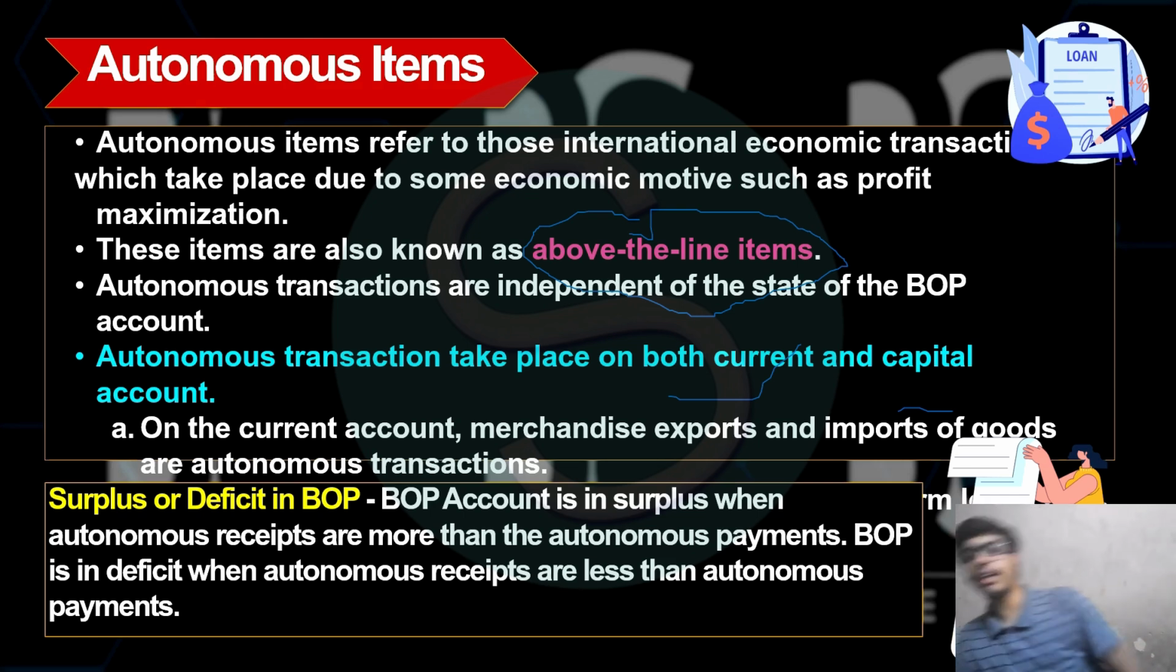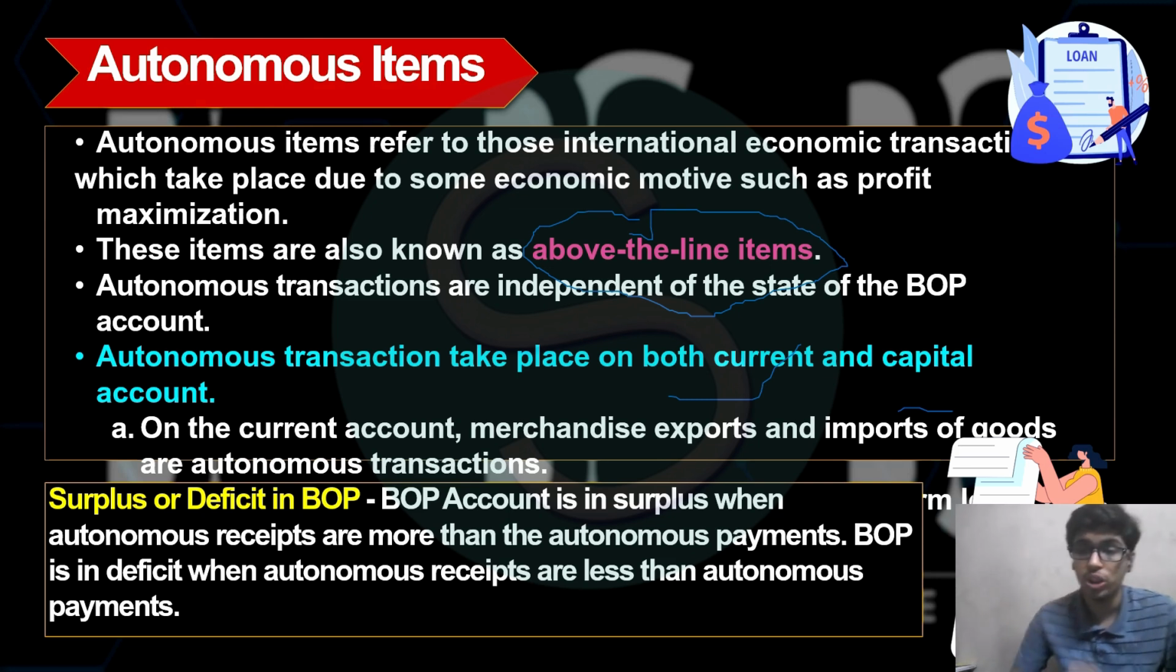If I talk about the current account, merchandise exports and imports are autonomous transactions. If the BOP is in surplus, autonomous receipts are more than autonomous payments. And if the BOP is in deficit, autonomous payments are more than autonomous receipts. Payments have become higher, that is why it is going into deficit. So you now understand the relationship, why there is surplus and why there is deficit. You can form the statement on your own; there is nothing to learn again and again. So this is all about autonomous items.